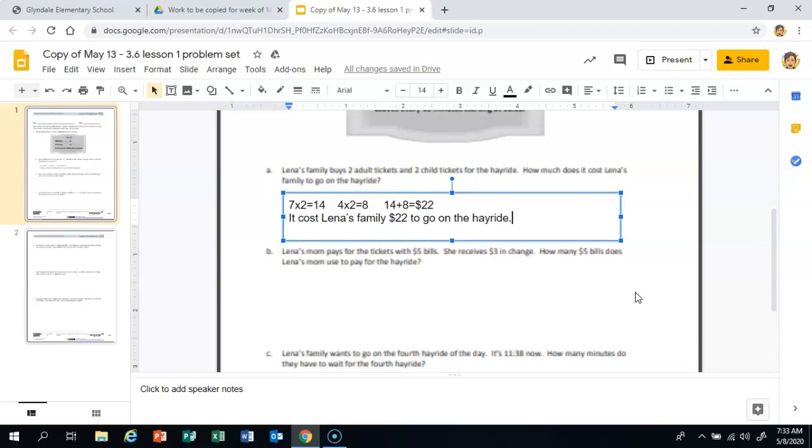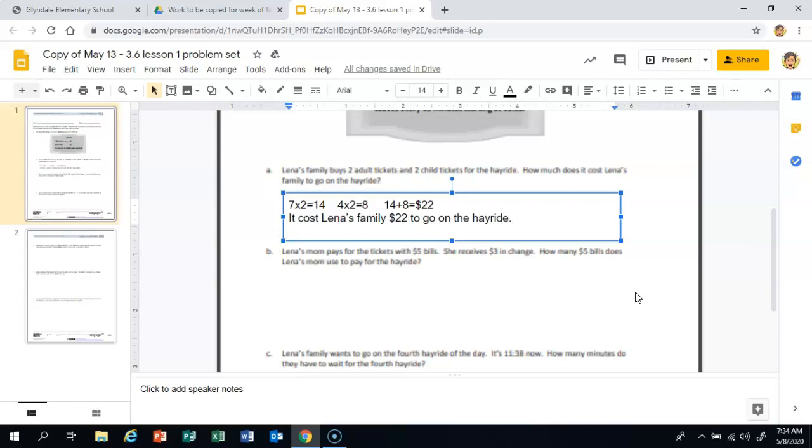The next one says, Lena's mom pays for the tickets with $5 bills. She receives $3 in change. How many $5 bills does Lena's mom use to pay for the hayride? That sounds like a really good thing to draw. I think drawing a picture would be good. Maybe draw $5 bills until you've got enough.